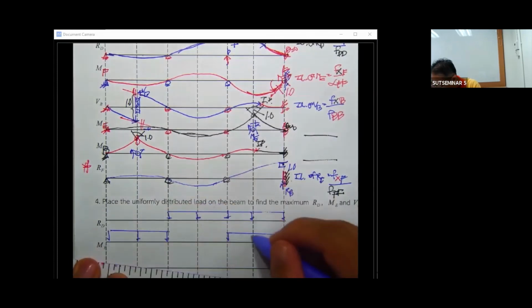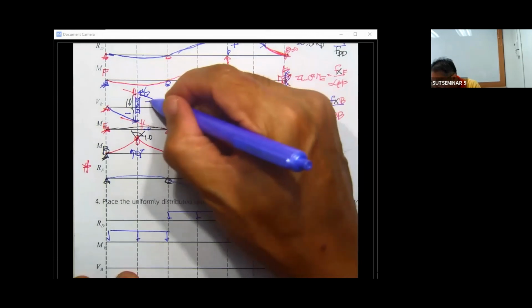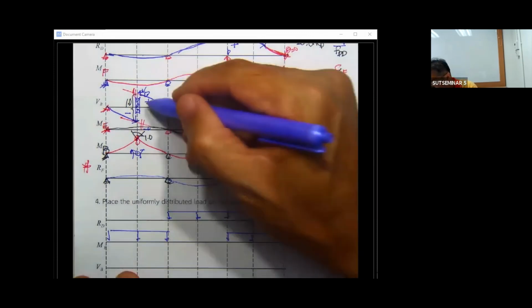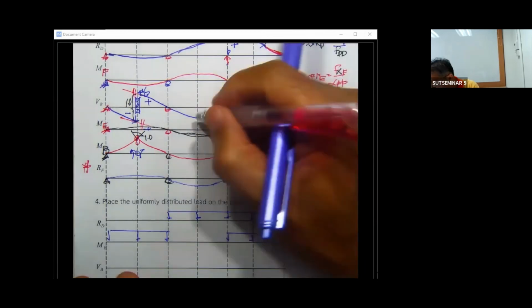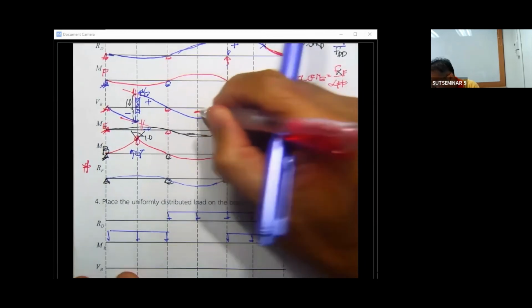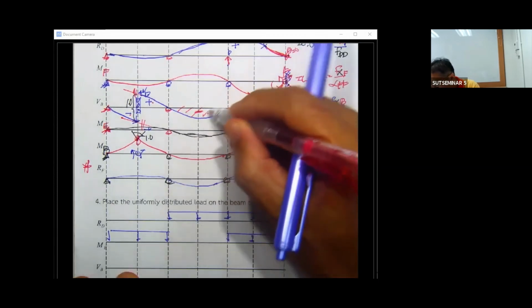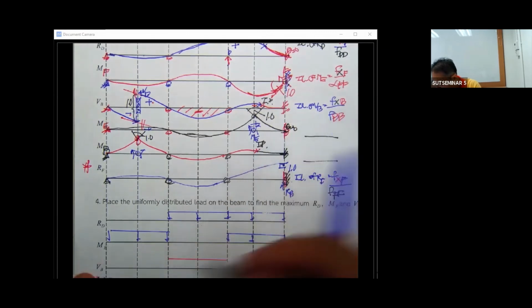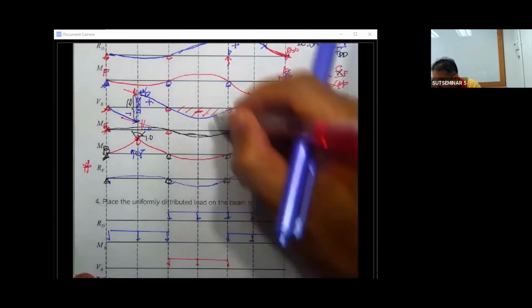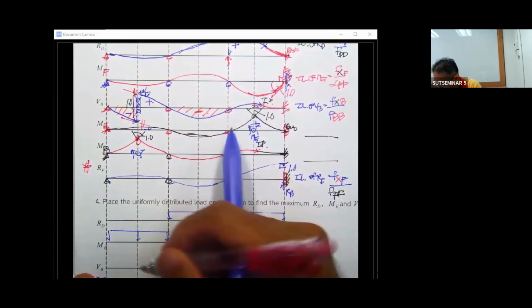Okay, and the last one, V sub B. V sub B is here. V sub B, this is negative, this is positive, they are equal. And then we have this one negative. This one negative is supposed to be larger than this one positive. So this one is going to be the one that controls the loading pattern. So just put this one over here and then half of this to produce the negative shear at point B.